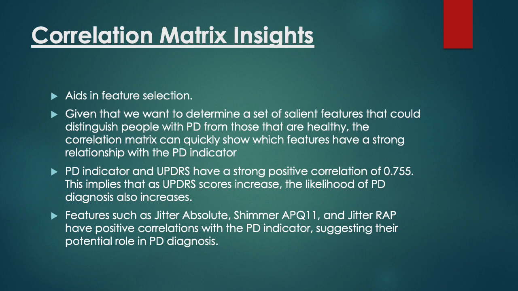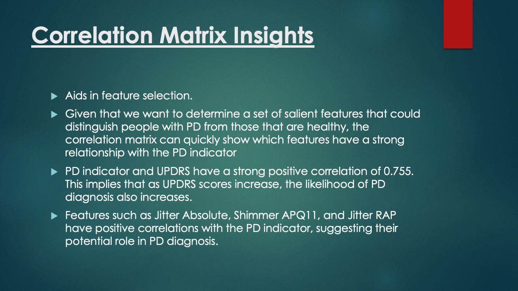For example, a feature with a correlation coefficient of 0.75 would generally be considered to have a stronger relationship with the PD indicator than a feature with a correlation coefficient of 0.25, even if both the p-values are less than 0.05. In this way, the correlation matrix helps in feature selection. Given that we want to determine a set of salient features that could distinguish people with PD from those that are healthy, the correlation matrix can quickly show which features have a strong relationship with the PD indicator.